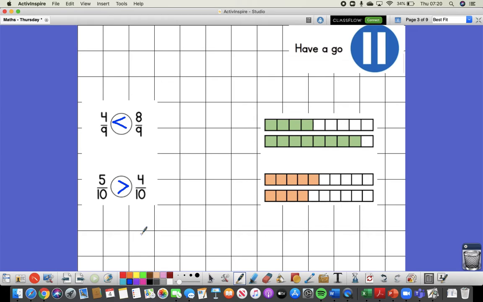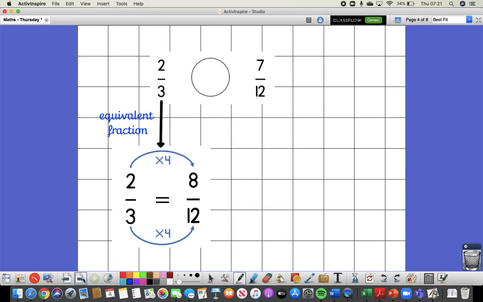Okay, so when the denominator is the same, we can compare the numerator. We have to make sure the denominator is the same, but then compare by using the top number. So what happens when we have fractions with different denominators? This is when we have to make them the same denominator, and we have to make an equivalent fraction, which we have done before. So as you can see, we have got 2/3 being compared to 7/12.